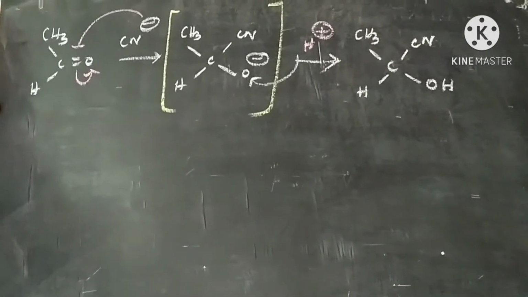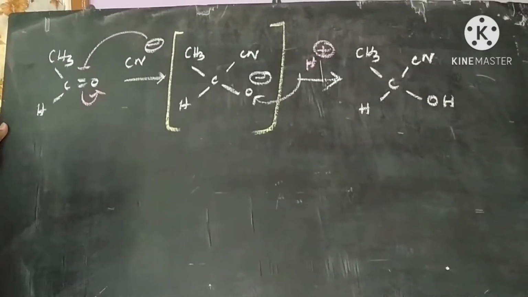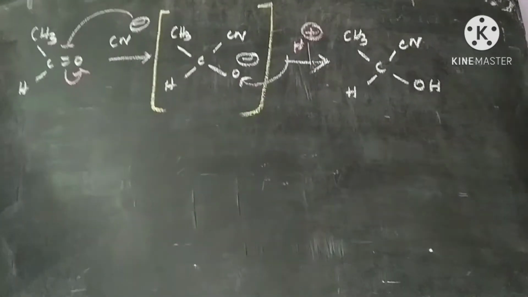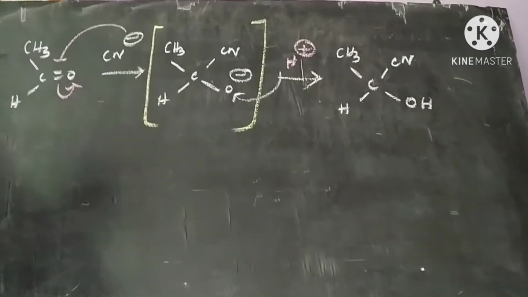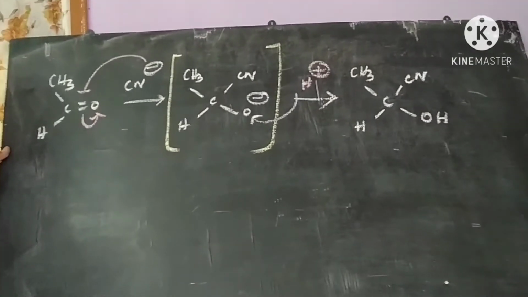Cyanohydrins can be converted into hydroxy acid by acid hydrolysis. Reduction of a cyanohydrin gives a hydroxyamine.